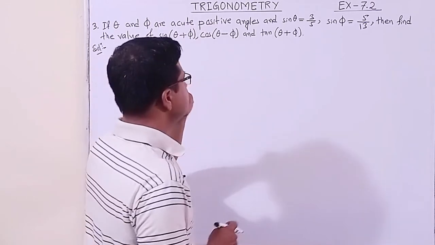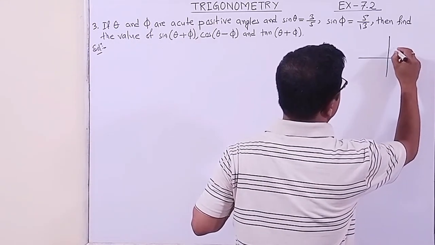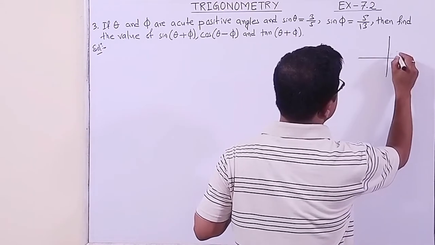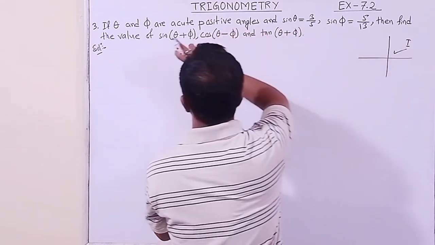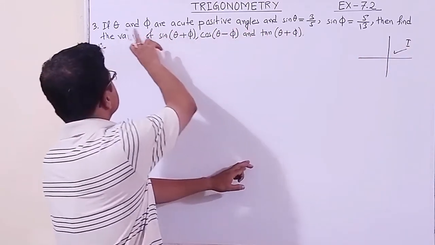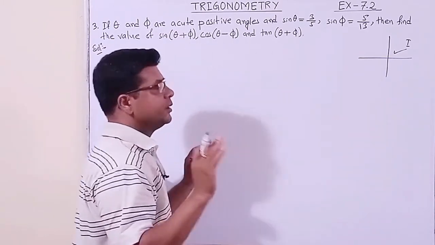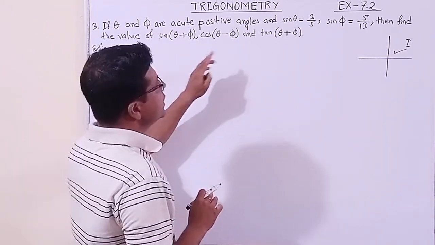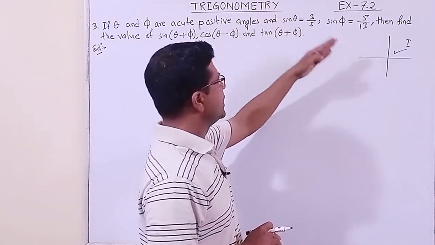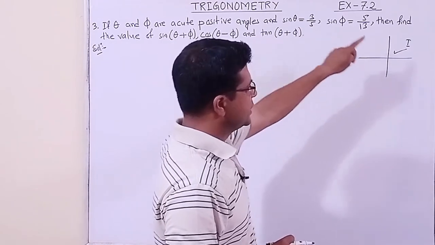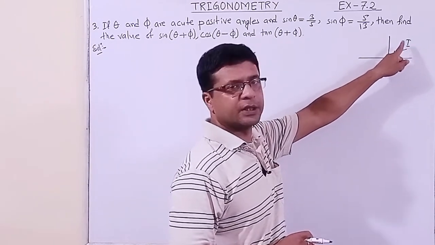Now first of all, this theta and phi are acute positive angles. Means all the angles theta and phi lie here in the first quadrant only. This is quadrant 1. Because it is mentioned that theta and phi are acute angles, means less than 90 degrees. This is the important thing we have learned. Whether it is sin theta, cos theta, sin phi, cos phi, tan theta, tan phi, everything is in the first quadrant and they are positive. We know that all the ratios in the first quadrant are positive.